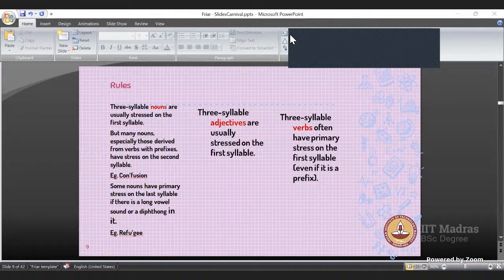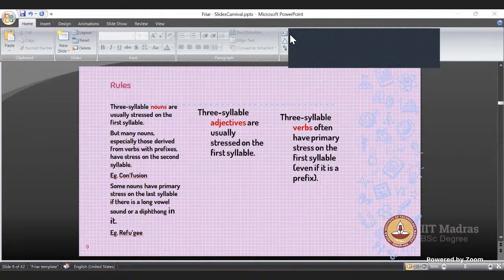If you have ly in a word, then it is true that it will take the stress on the first syllable. That part is true. But don't think that every word that comes to you with ly is an adverb. Adverbs also take the stress on the first syllable, but these are two separate rules. Don't mix them together.